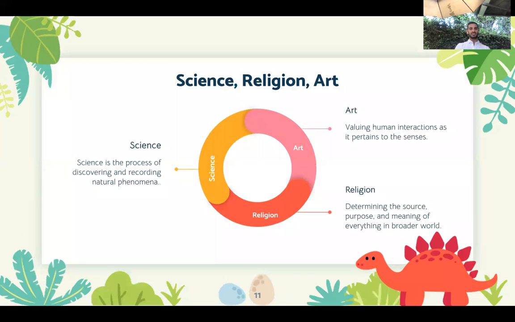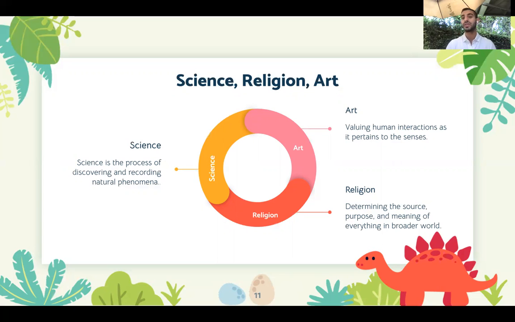This I got right from the textbook, this comparison of science, religion, and art. And I absolutely love the way that they put this. I'm just going to read it to you. Science is different from religion and art because it is a process of discovering and recording natural phenomena, things we see, things around us, things that happen that can be proven scientifically. That's a process, discovering and recording it.